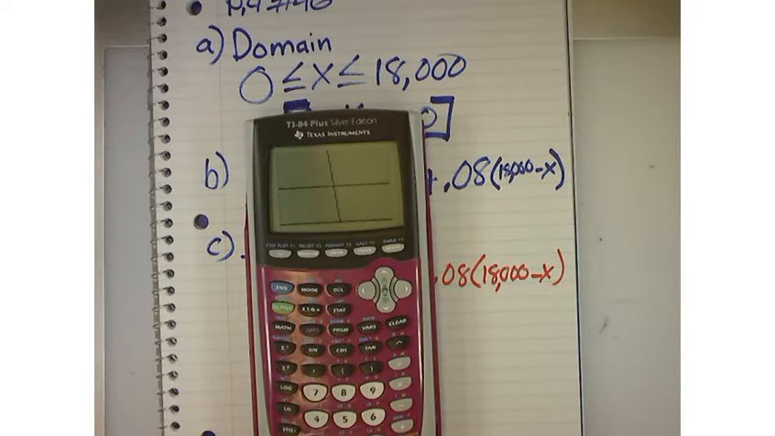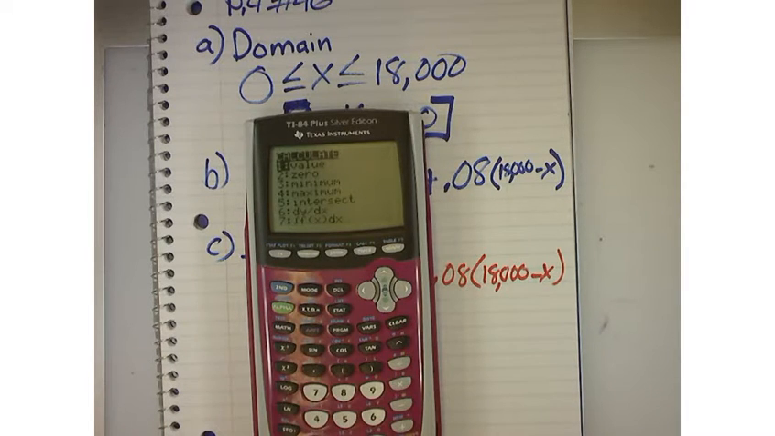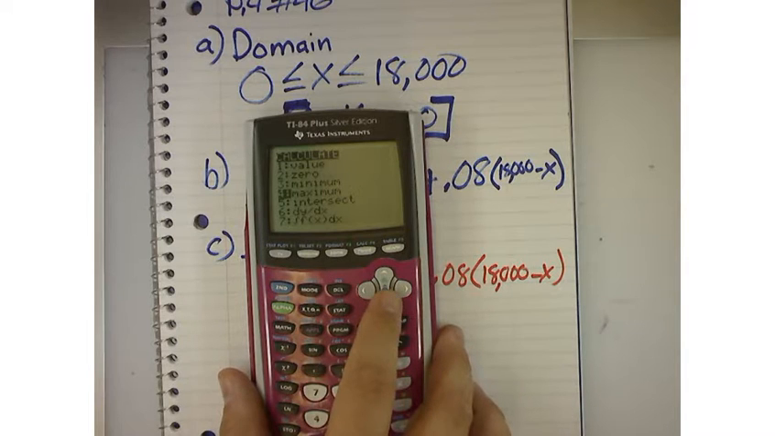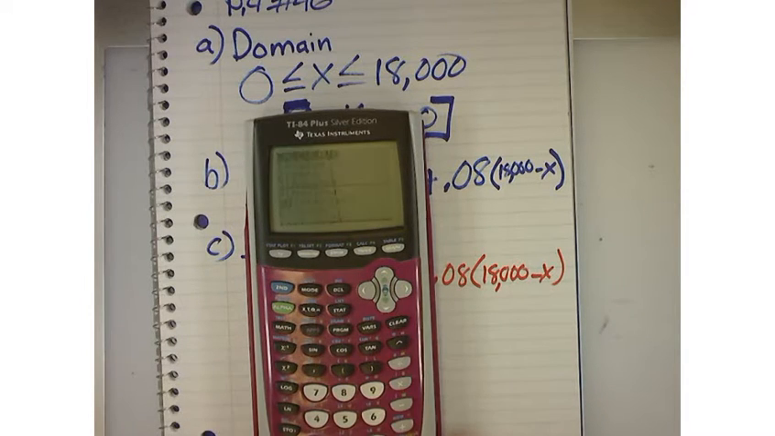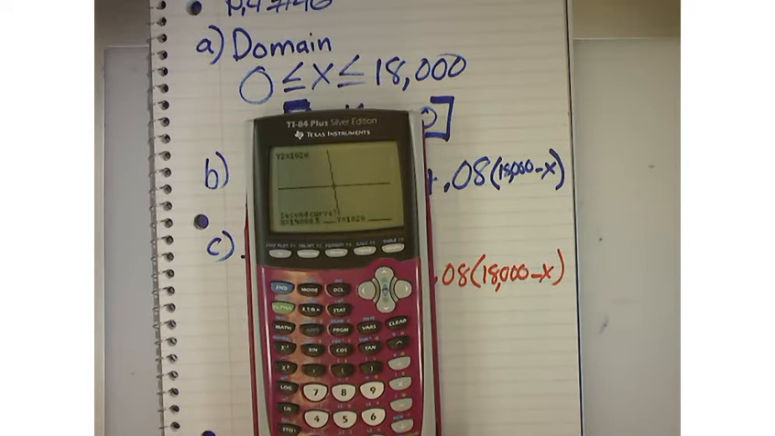so now what do we do next? Find out where they intersect. So if I hit second calc and I come down here to intersect, it's going to ask me to find the first curve. Hey, we got lucky, the cursor is right on the intersection, right? And what does that say? Oh, you guys can't see it. Let me zoom in a little bit.